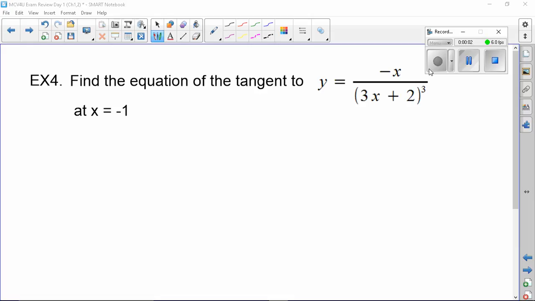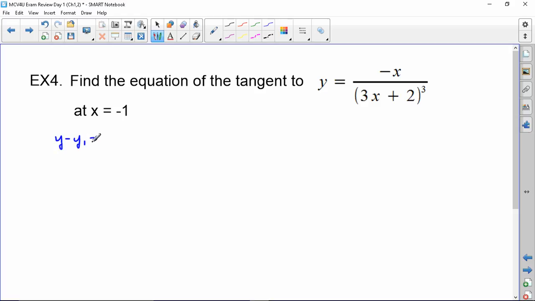All right, example 4 is a find the equation of the tangent question, another typical question where there's the function. We've got a specific value, x equals -1, where we want to find the equation of the tangent. So how do we find it? Well, it's got to be in this form, where our x1 is -1. That's the value that we want to find the tangent to.